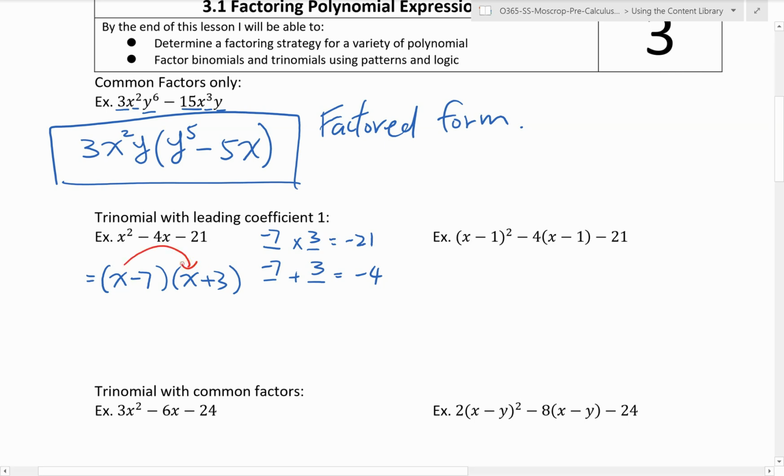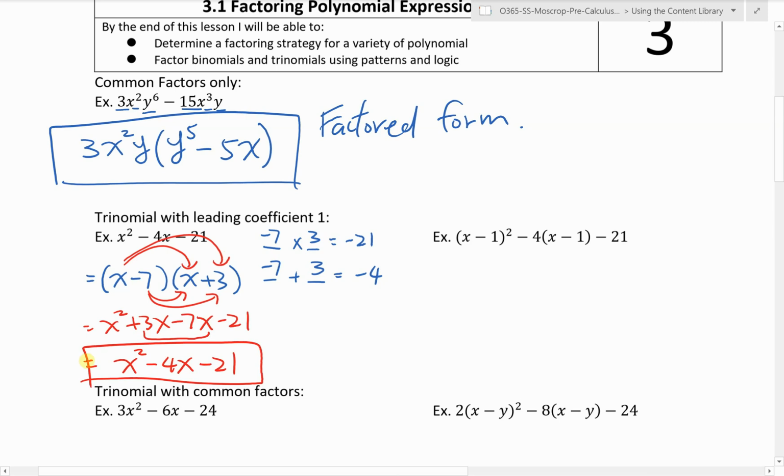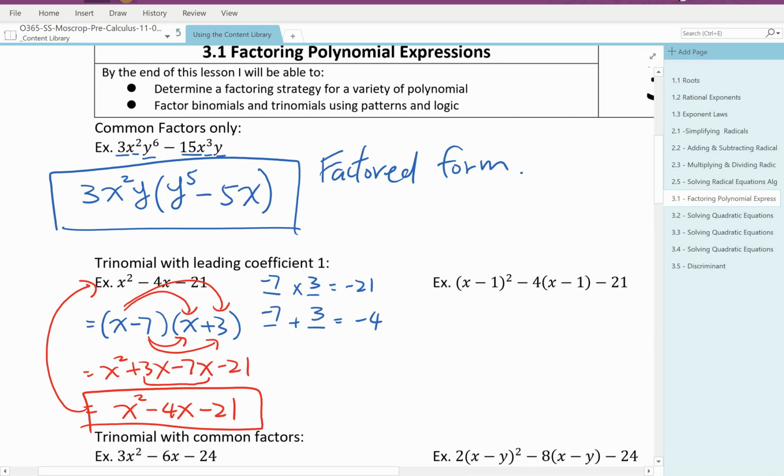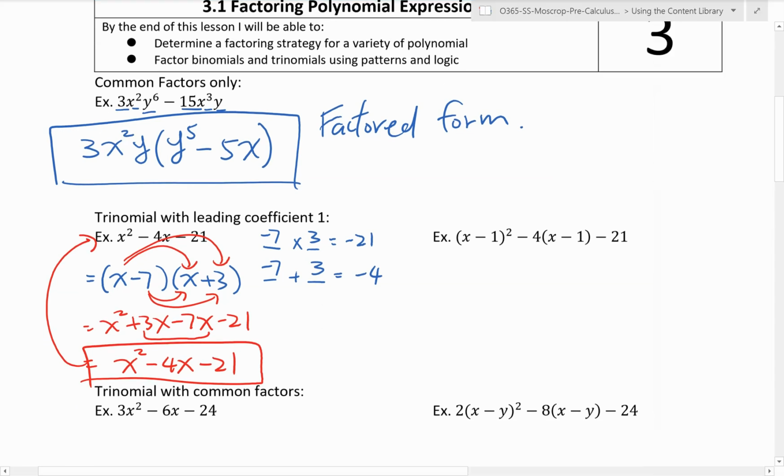x times x is x squared, x times positive 3 is 3x, negative 7 times x is negative 7x, negative 7 times 3 is negative 21. Now you can combine like terms right here. 3 minus 7 is negative 4. So we have negative 4x, and we still have the negative 21, and you can see this is the same as that. So we just showed that we did it right. That is indeed how you factor. So this is the answer.